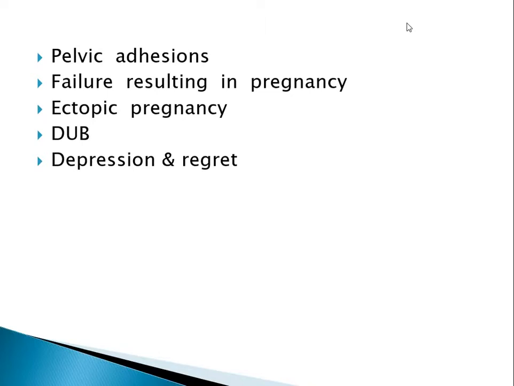So it allows the passage of sperms or the ovum, but then the fertilized ovum, as the cells are dividing and it is increasing in size, gets obstructed at the site of the surgery, and so an ectopic pregnancy can result with its own complications like rupture of the ectopic, hemoperitoneum, patient going into shock. Then DUB, that is abnormal uterine bleeding, can occur, menorrhagia can occur following a tubectomy.